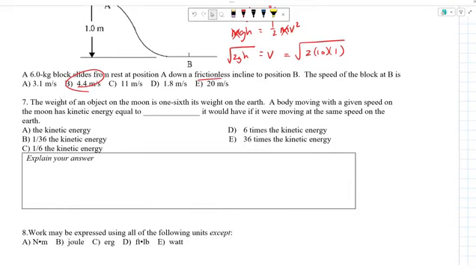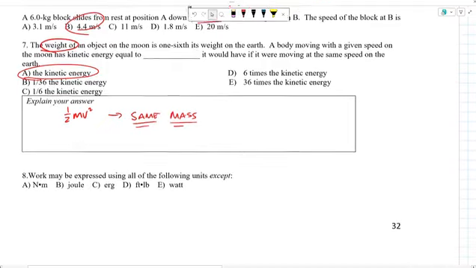meters per second. Number 7, the weight of an object on the moon is 1/6 its weight on the Earth. A body moving with a given speed on the moon has a kinetic energy equal to the same, bigger, whatever, if it were moving at the same speed on Earth. So here's the deal. Kinetic energy is 1/2 mv squared, and they're telling us that the weight is different. Well, what we know is that they have the same mass regardless of where they are. Because they have the same mass and the same speed, it's going to have the same kinetic energy. Just because the weight changed doesn't mean the mass has changed.